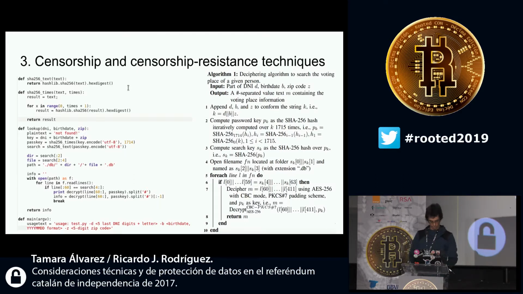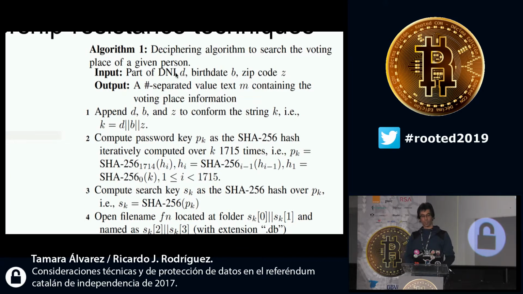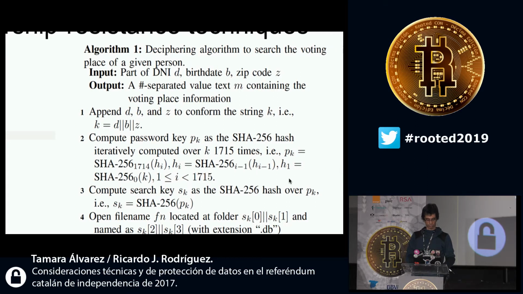So we have 2 possibilities here, the routed or the paper. Perhaps the paper one is more convenient. Here we see what they needed to input: part of the identity card, birth date, zip code, and then it gave us in a chain the information about where they had to vote. That input, first of all, was concatenated, and then it calculated 1,750 times SHA-256, and with that it generated a PK key.